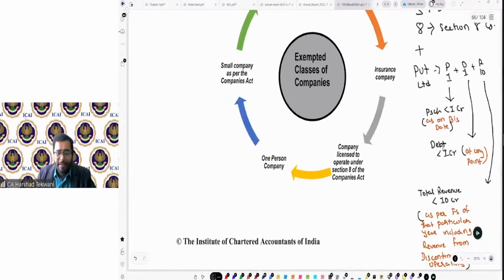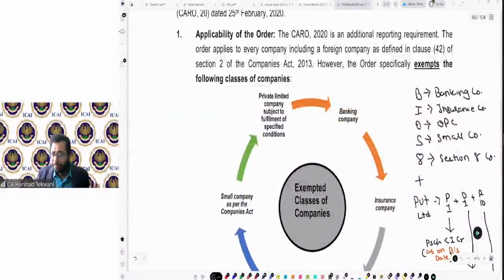If none of the exemptions is there, then CARO is applicable. Again, BIOS 8 plus private limited is an exemption from CARO. That is banking, insurance, OPC, small, Section 8. If none of the exemptions is triggered, you can check for private limited. If the private limited exemption is not applicable, then by default CARO is applicable.